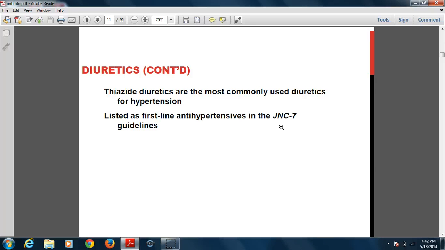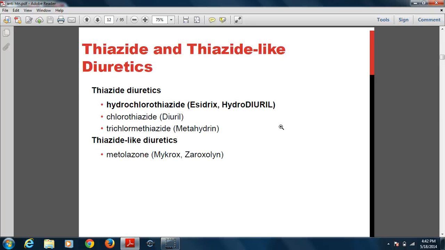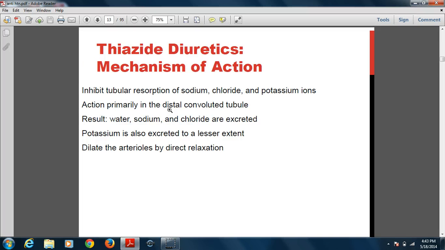Thiazide diuretics. These diuretics, or your exemplar drug, is hydrochlorothiazide, and these are the brand names for it. Hydrochlorothiazide is very commonly used, and we abbreviate it as HCTZ. That's capital H, capital C, capital T, capital Z, HCTZ. And we also use thiazide-like diuretics. These act like thiazide diuretics, like metolazone, which is Zaroxolyn. But the exemplar drug you really need to know is hydrochlorothiazide. That's a thiazide diuretic. So how do they work?